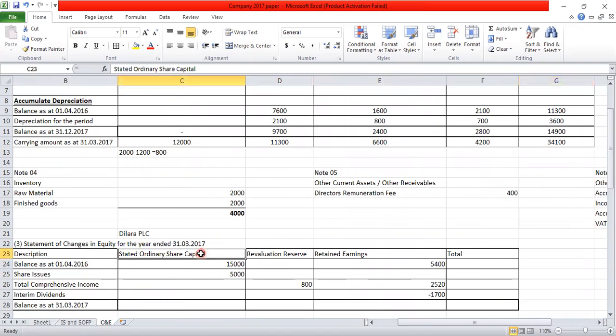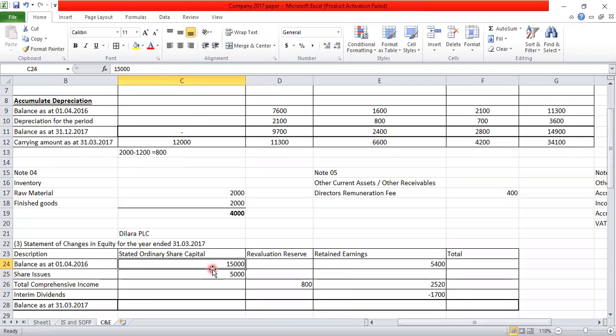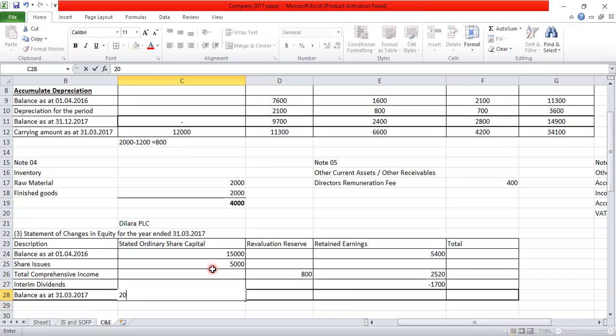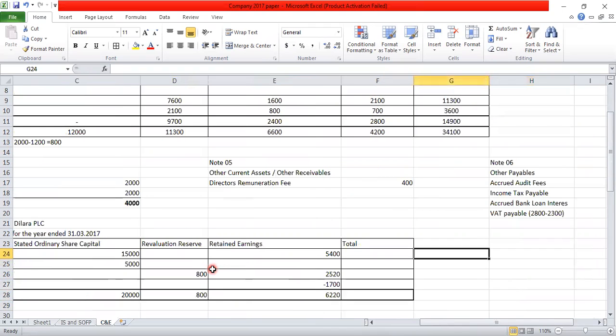I have ordinary share capital. I have ordinary share capital as how much? 15 plus 5, 20,000. And revaluation reserve as 800. Plus retained earnings, I am getting as 6,220. So I will show the same value here. In horizontal basis 20,400, and I have 5,000, and I have 3,320, and I have deduction of 1,700. So I'll show my total as 27,000.